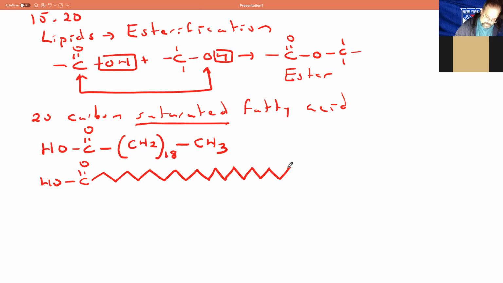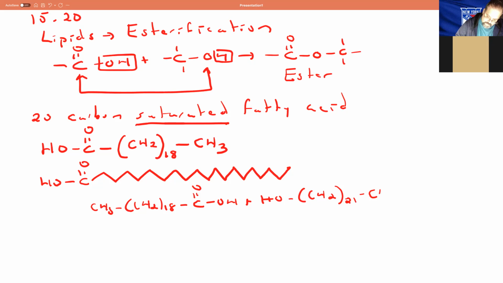Now for the alcohol, so now we have the fatty acid. They give us the structure of the alcohol. The alcohol is a 22 carbon alcohol, because you have CH3, then 21 consecutive CH2s, and then the OH.